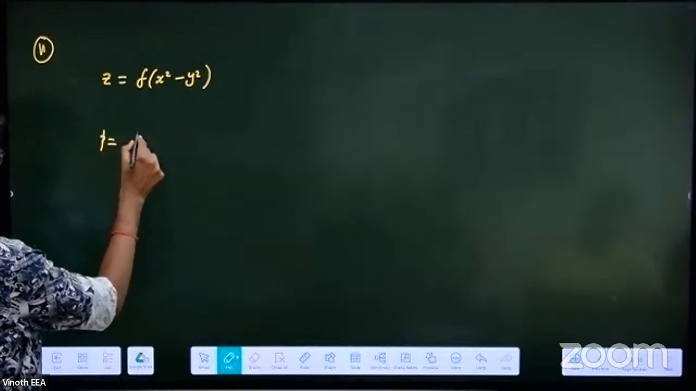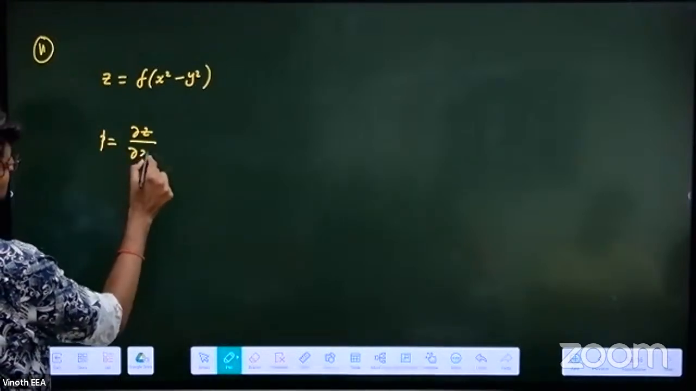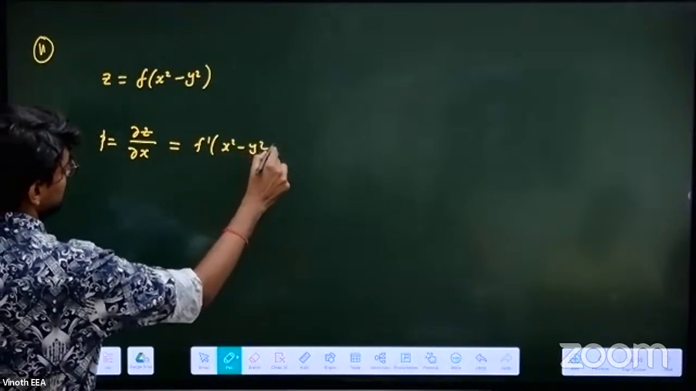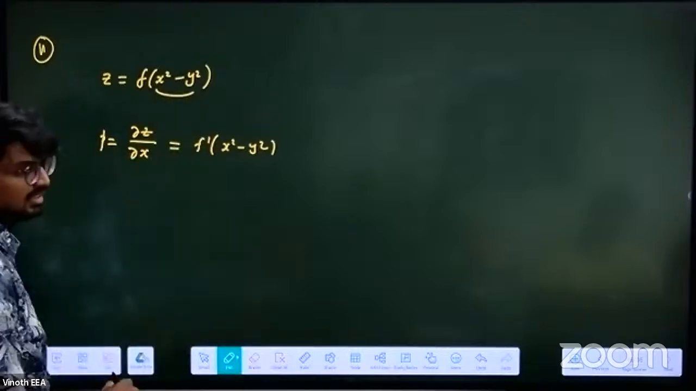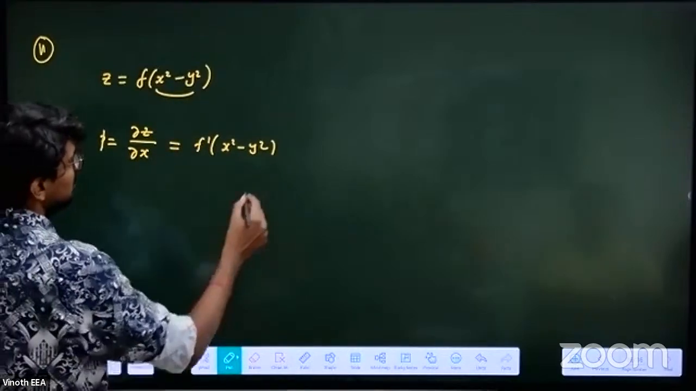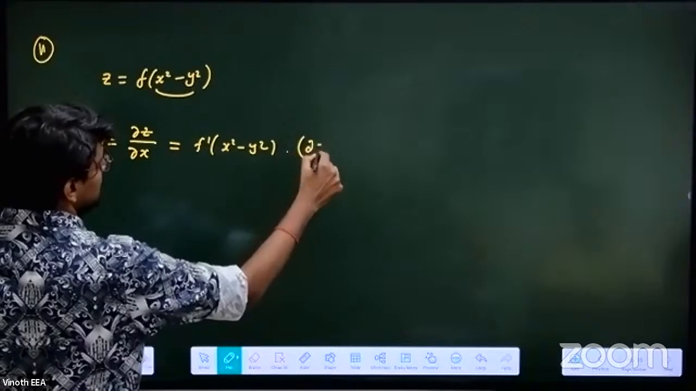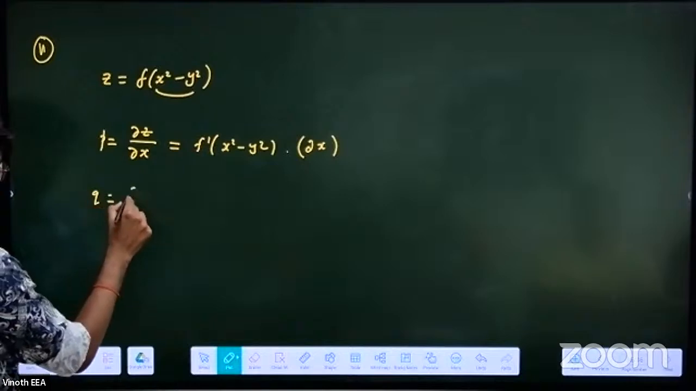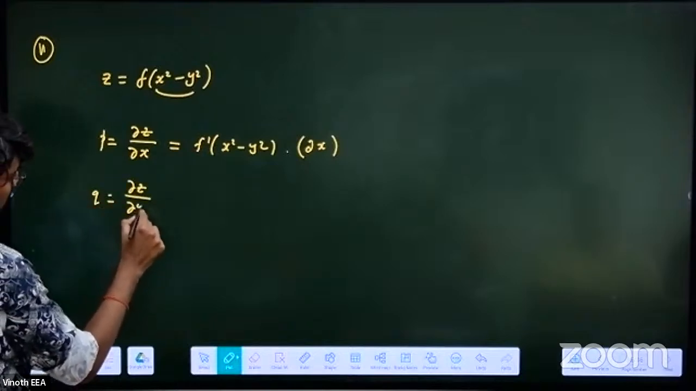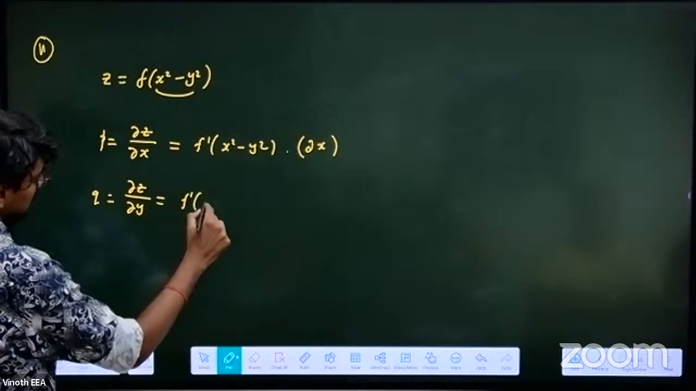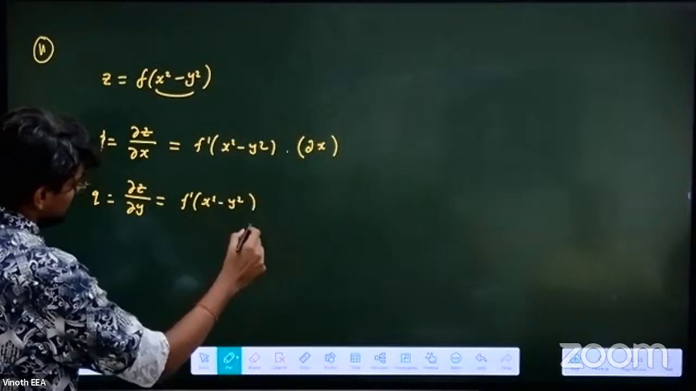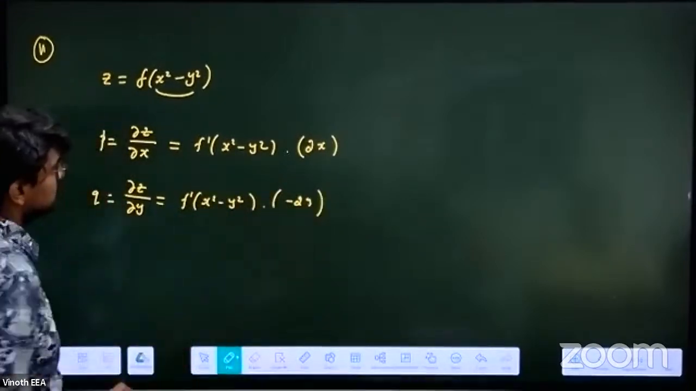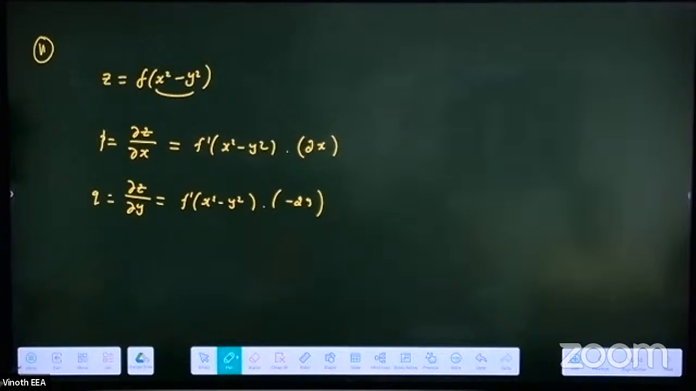So p equal to dou z by dou x, partially with x, which is equal to f dash of x square minus y square. Differentiate the inside term, it will be into 2x. I'm differentiating it partially with x. If I differentiate partially with y, dou z by dou y is equal to f dash of x square minus y square, times the inside term differentiation with y, which is minus 2y.